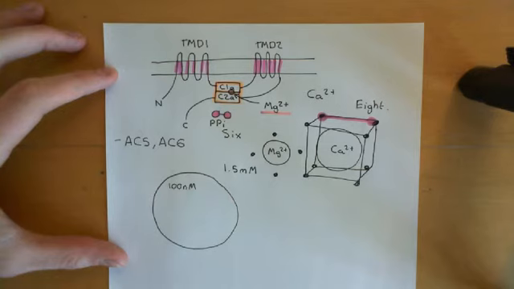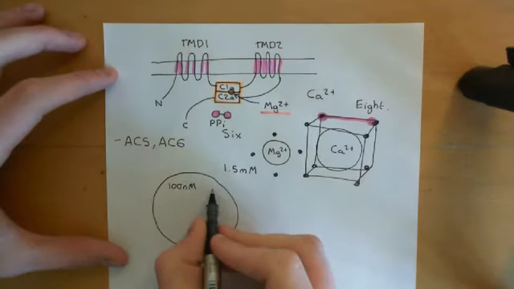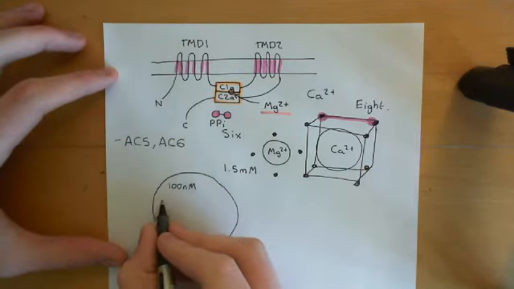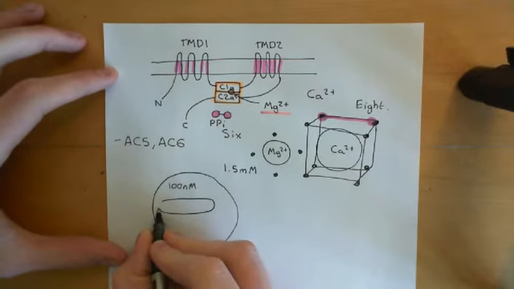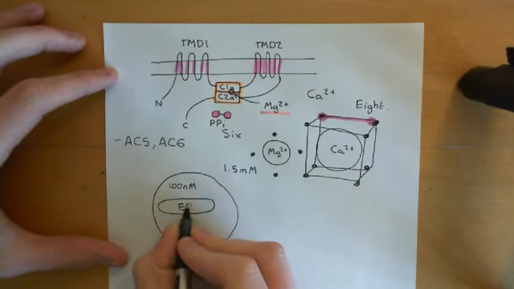So if you want to raise the concentration of calcium in the cytoplasm, there are two major ways that you can do this. Either you can allow calcium in from the extracellular fluid into the cytoplasm, or you can release calcium from an intracellular organelle. There is an intracellular organelle which is capable of storing calcium, called the endoplasmic reticulum.